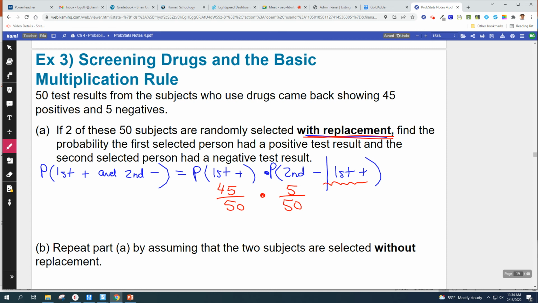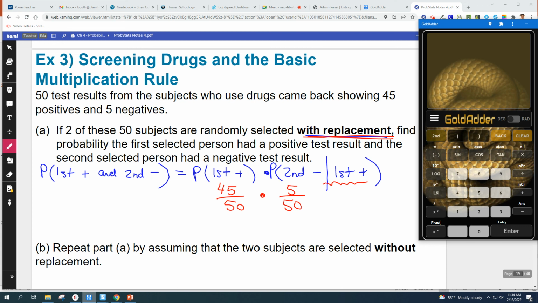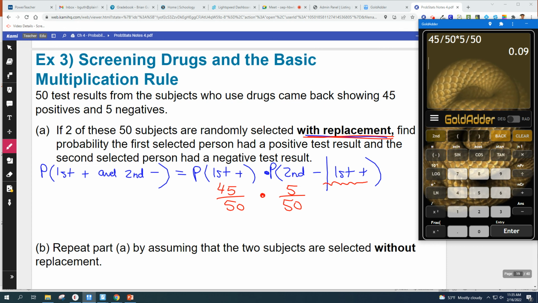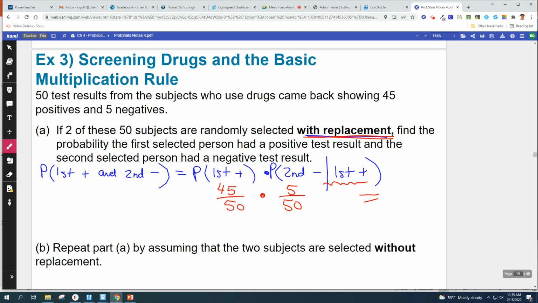So, weird fractions, maybe I'll just multiply it out. 45 over 50 times 5 over 50 is 0.09. So that equals 0.09.